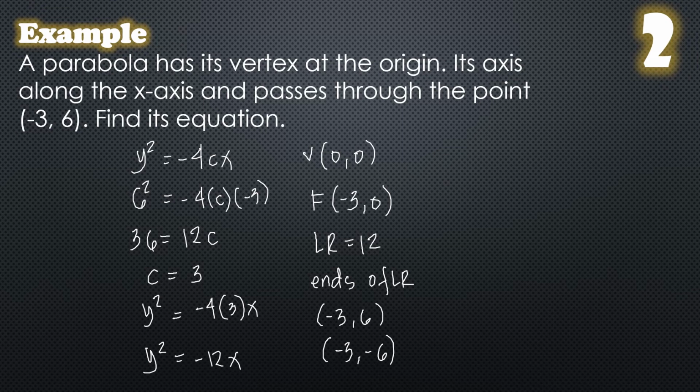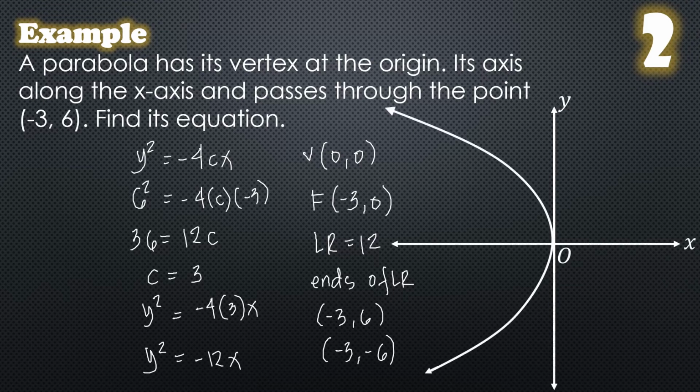Let us graph the parabola. The rectangular coordinate system. It opens to the left. The focus is at (negative 3, 0). The ends of L are (negative 3, 6) and (negative 3, negative 6).